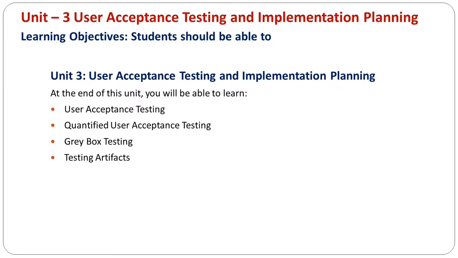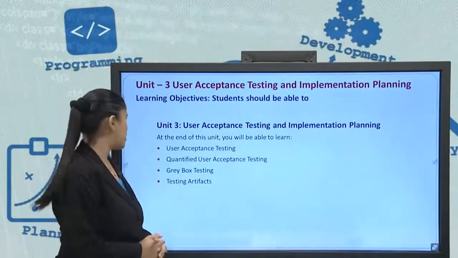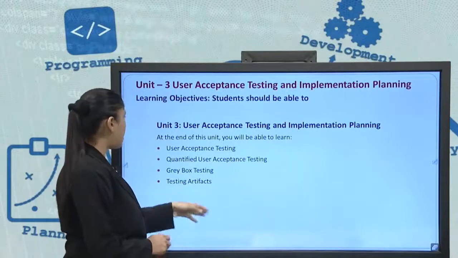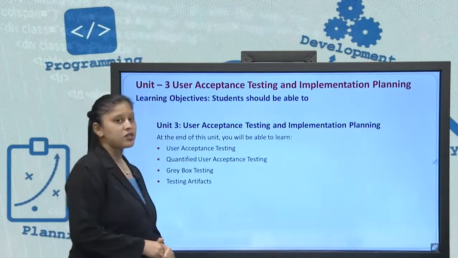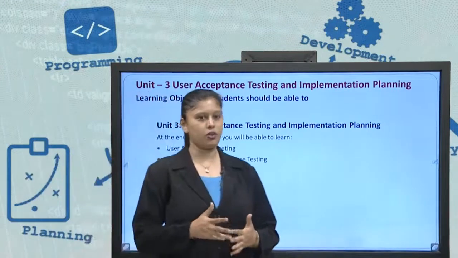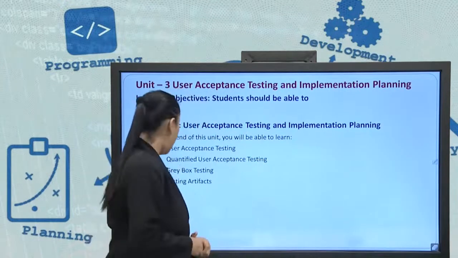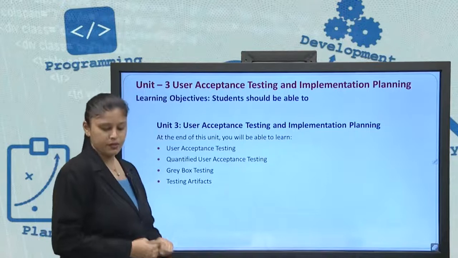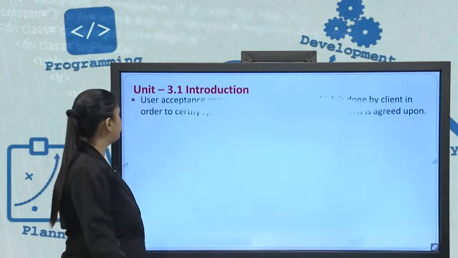We will be learning what is UAT, that is user acceptance testing, and what is quantified UAT. Then we'll be studying Greybox testing, which is actually a mixture of black box and white box, which we have already studied in the previous unit, and we'll be seeing testing artifacts. Right. Let us start with the third unit.